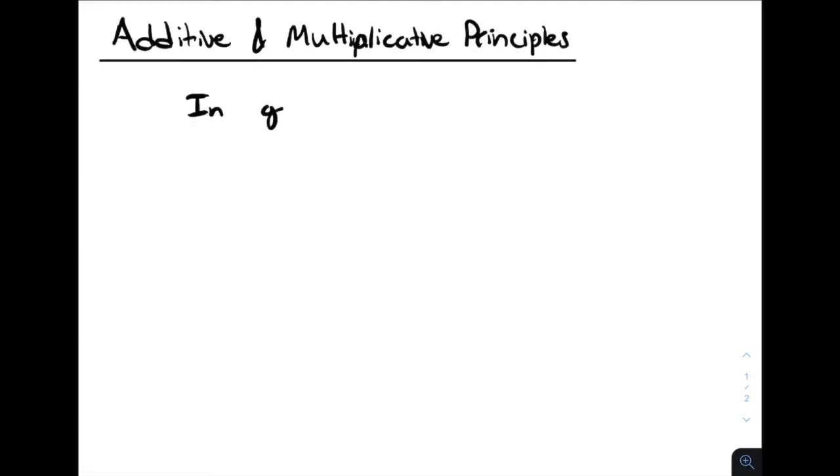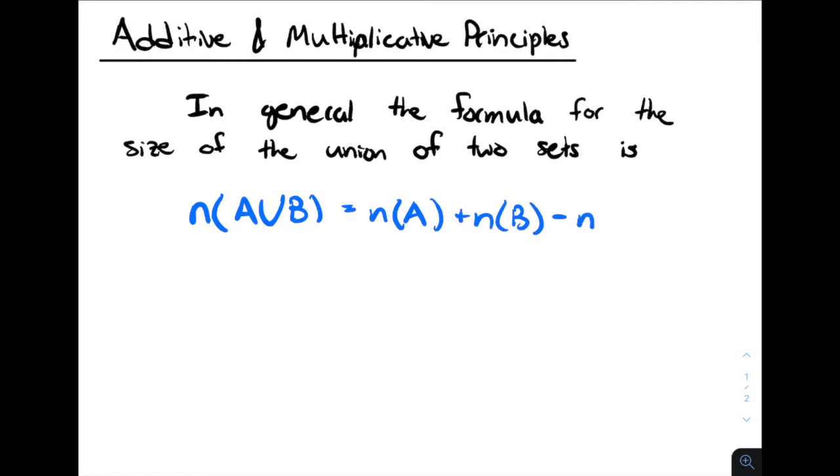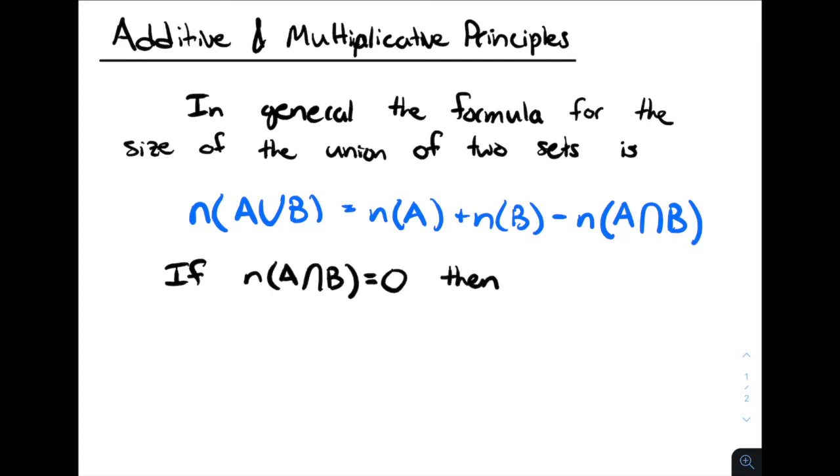In general, the formula for the size of the union of two sets is that the size of A union B is the size of A plus the size of B minus the size of their intersection. If the size of their intersection is 0, then we have that the size of their union is just the sum of their two parts.